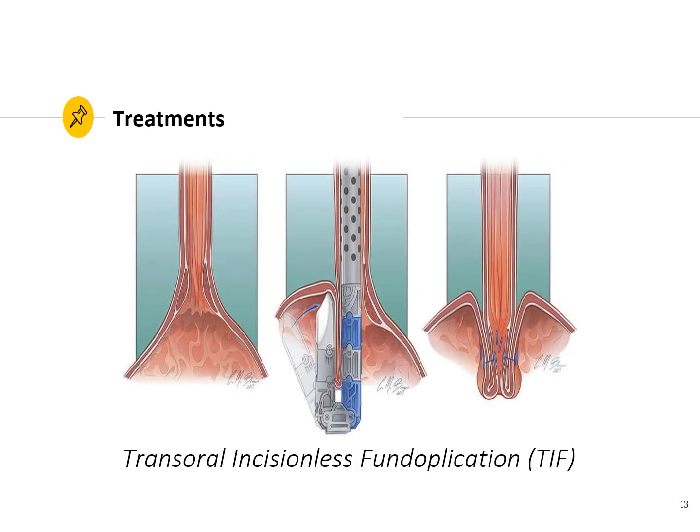The next procedure is the Transoral Incisionless Fundoplication, or TIF for short. It has the same principle as the normal fundoplication, which is the wrapping of the fundus around the esophagus, but it doesn't need an incision in the body, and the device is inserted into the esophagus through the mouth.